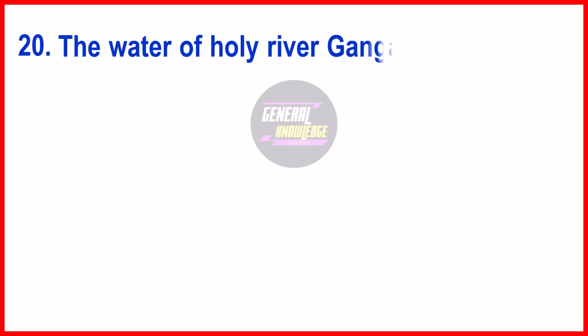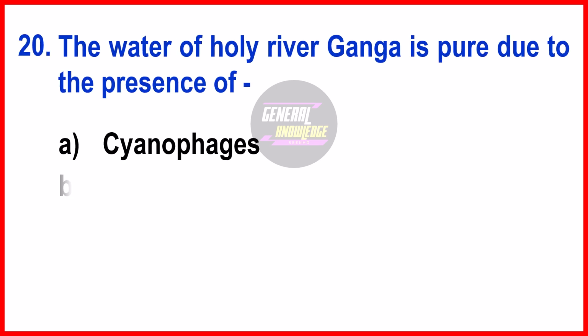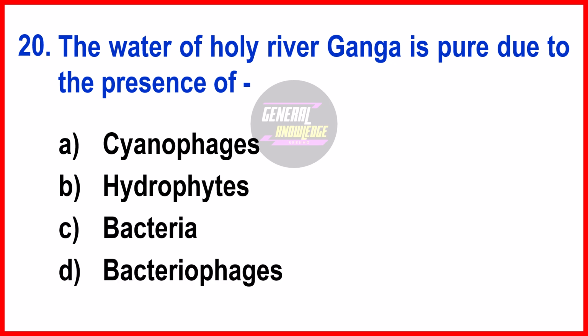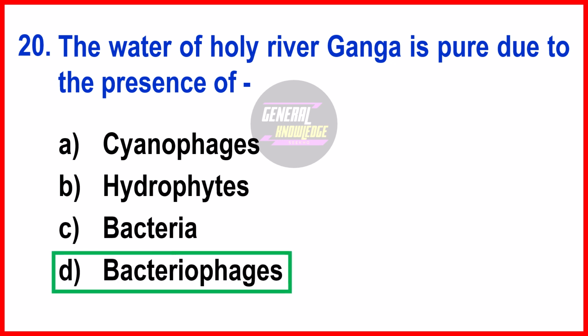The water of holy river Ganga is pure due to the presence of, the right answer is option D, bacteriophages. The purity of the Ganga river's water is primarily attributed to the presence of bacteriophages, which are viruses that infect and kill bacteria, thus preventing bacterial growth. This self-purifying ability is a natural phenomenon, not a chemical treatment, that helps maintain the river's water quality.